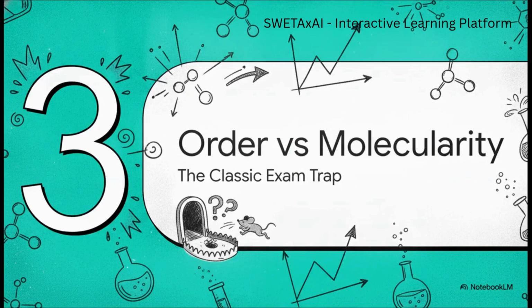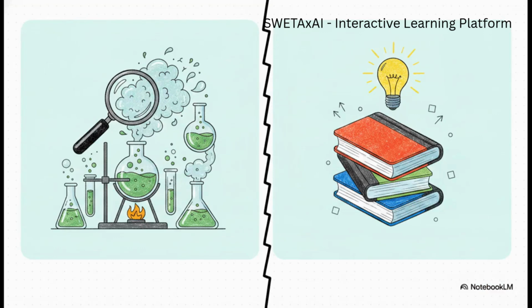Let's hit Section 3, order versus molecularity, avoiding the classic exam trap. Now, this is where people get tripped up all the time. The absolute crucial point to remember is that molecularity is purely theoretical. It simply counts the reacting species involved in one single elementary step. And because you obviously can't have half a molecule colliding, molecularity is always a whole number, and it is never zero.